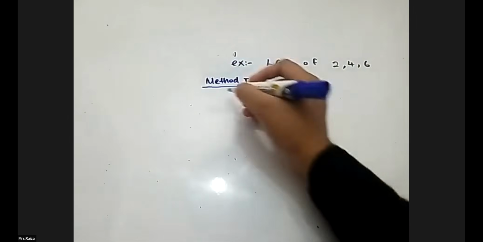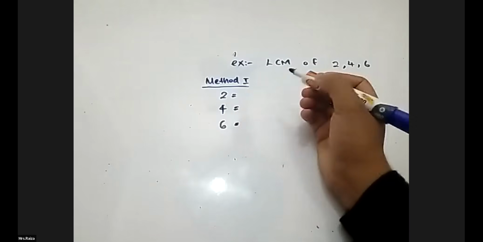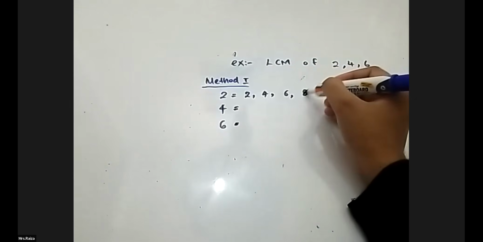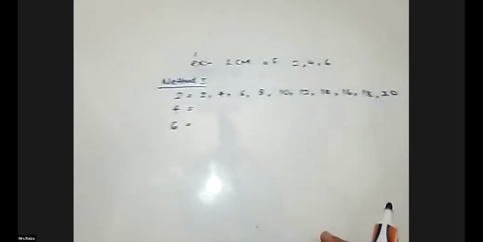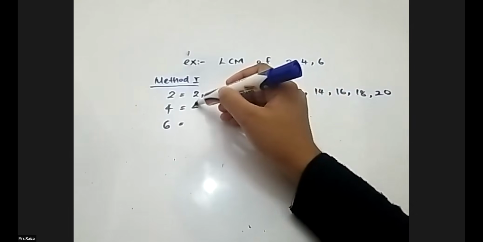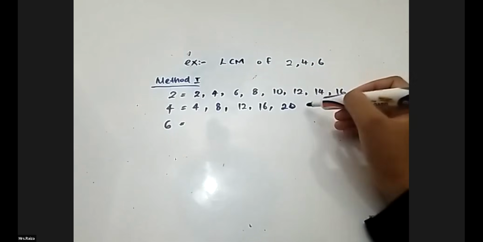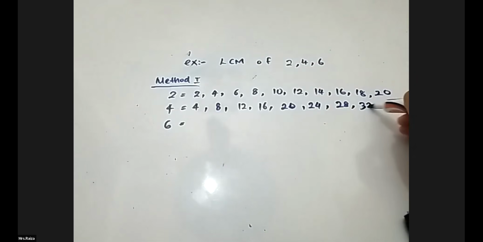Listen carefully now. I have to take these three numbers separately and write down the multiples. Multiples of 2: 2, 4, 6, 8, 10, 12, 14, 16, 18, and 20. Let me take only up to 20. Multiples of 4: 4, 8, 12, 16, 20, then 24, then 4 times 7, 28, then 4 times 8, 32, 4 times 9, 36, and 40.